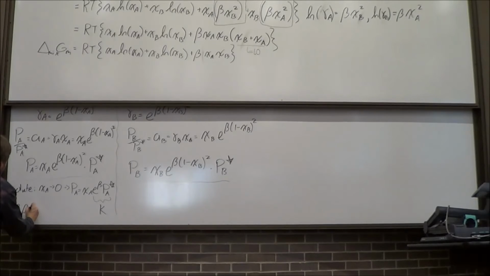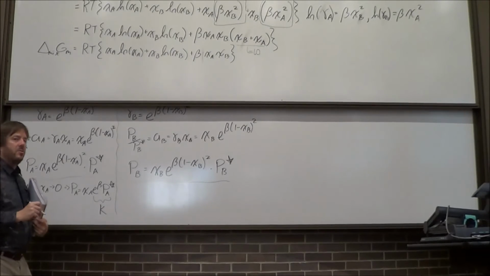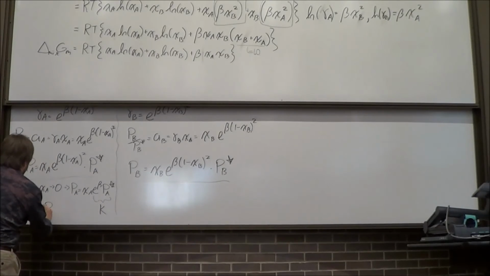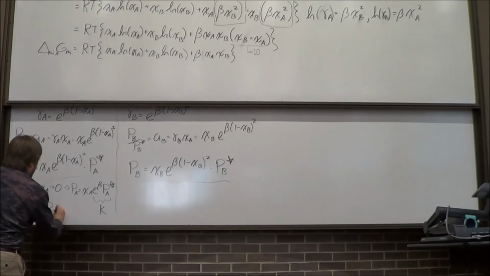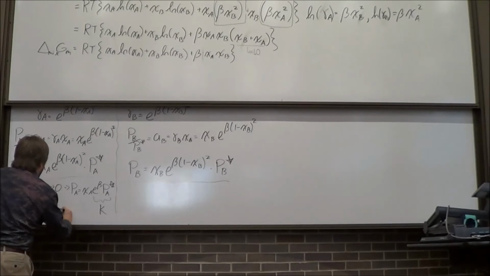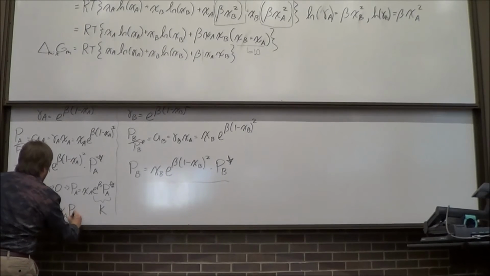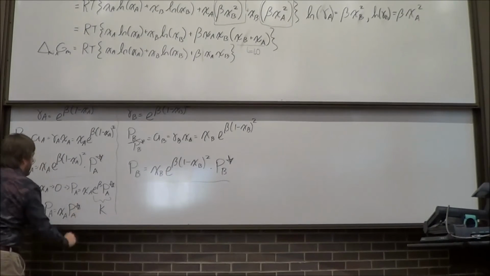Okay, if beta goes to 0, now this means that you're an ideal solution because there's no enthalpy, then what I've got is the partial pressure of A is chi A, e to the 0 is 1, so chi A times the pure partial pressure of A. And that's Raoult's law.